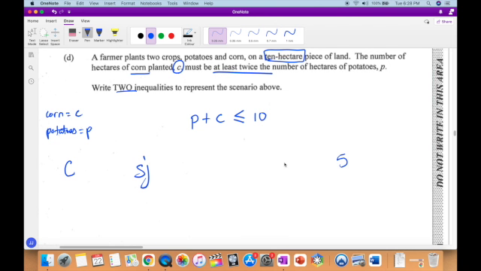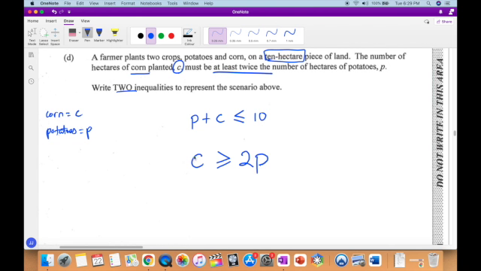Shazay must have at least, for the least, he could have twice that number. So for the least, Shazay has to have 10. So at the end of the day, he cannot have less. At least means that he could have more. So the amount of corn has to be greater than or equal to 2 times the amount of potato.